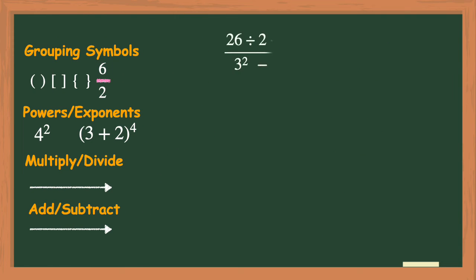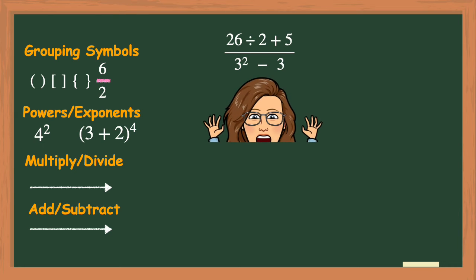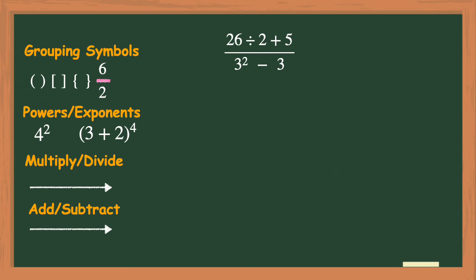Now let's take a look at this problem. Oh no, it's a scary looking fraction. No, not really. The first thing we need to look for are grouping symbols. Remember, the fraction bar can be a grouping symbol. It becomes a grouping symbol when there is more than just one number in the numerator and or the denominator, as we have here. I'm going to start in the numerator, and I see division and addition. Since division comes first in the order of operations, I will divide 26 divided by 2, which will give me 13. Then I bring down what is left in both the numerator and the denominator.